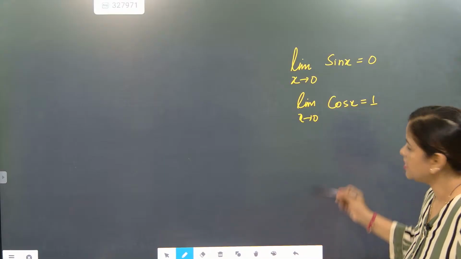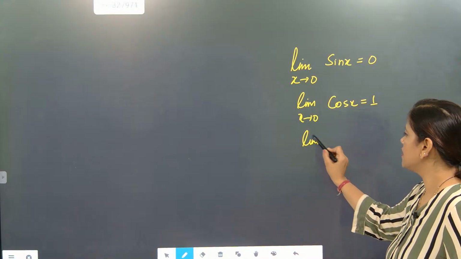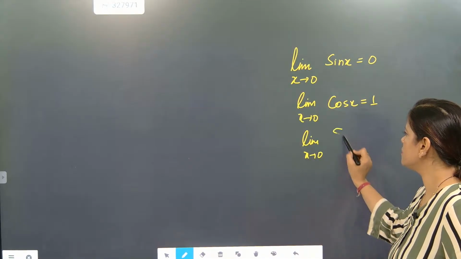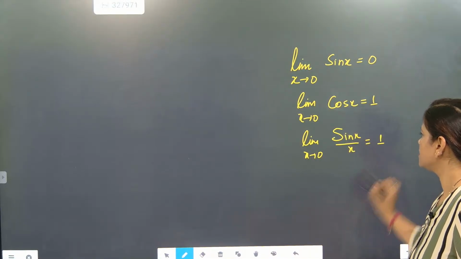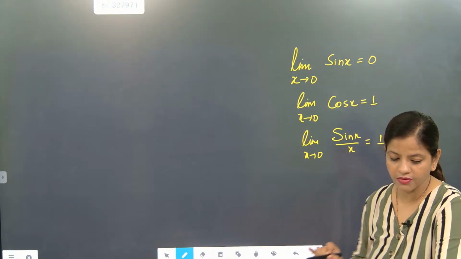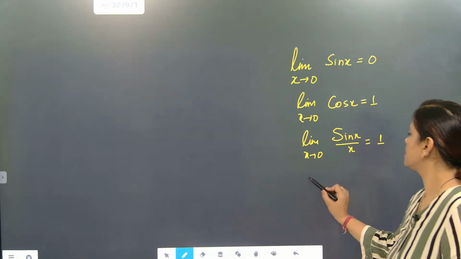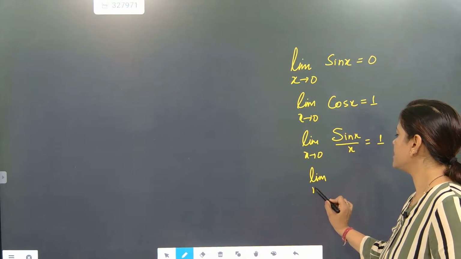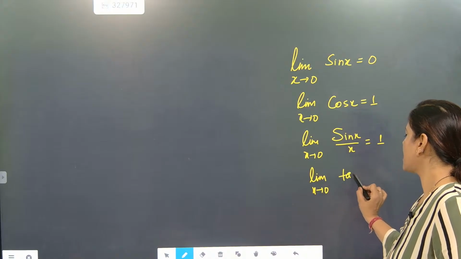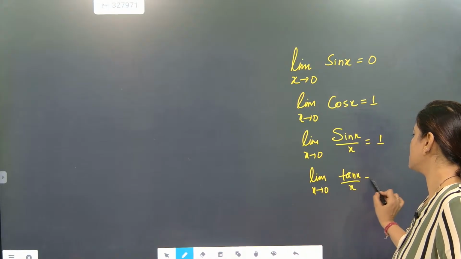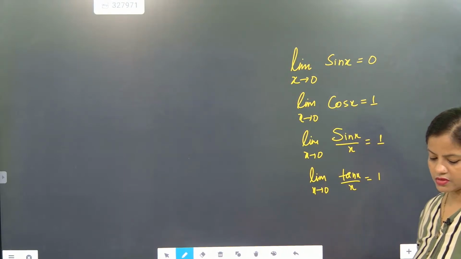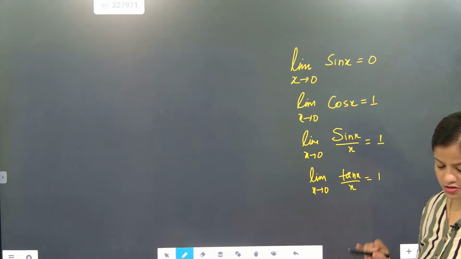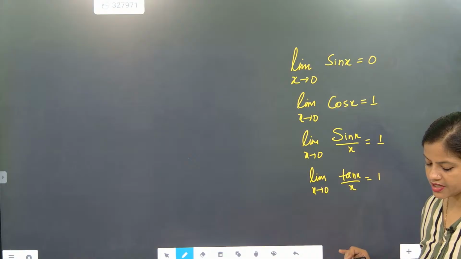Now next, if somebody gives you limit x tends to 0, sin x by x, then what is the formula? The formula will become 1. Remember this one. Tan x: limit x tends to 0, tan x by x is also equal to 1. So these are the 4 important things. And this part you please remember, sin x by x.